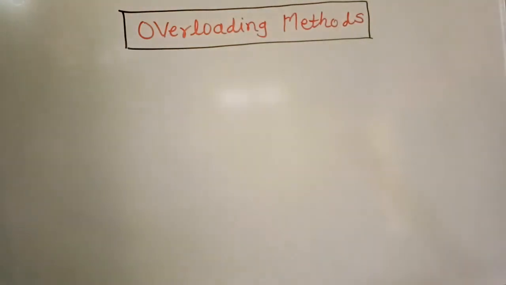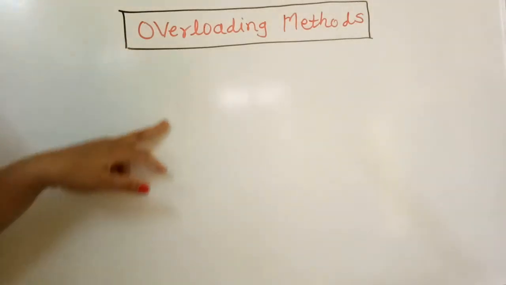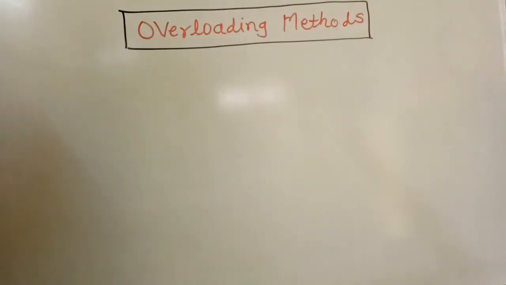Now, this overloading of methods is called polymorphism. Polymorphism is the feature that allows one interface to be used for a general class of actions, and it can be expressed as one interface and multiple methods. For example, I will show you how to accomplish this overloading task with the help of a Java class.